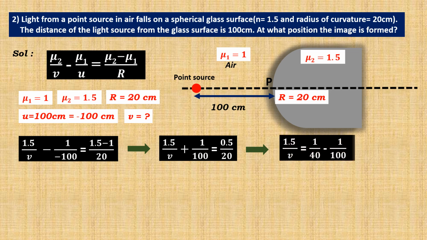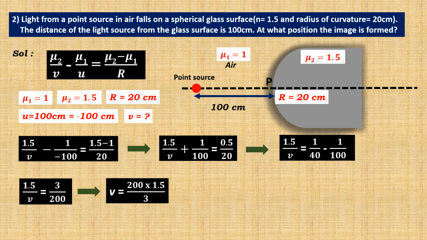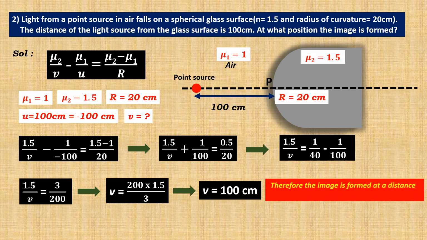So if we simplify, we get 1.5 by V is equal to 1 by 40 minus 1 by 100. On further simplification, we get 1.5 by V is equal to 3 by 200. This will give V is equal to 200 into 1.5 by 3. So finally, if we simplify this, we get V is equal to 100 centimeters. That means, therefore, the image is formed at a distance of 100 centimeters in a denser medium.